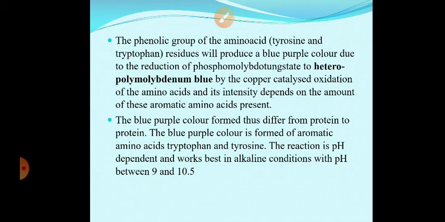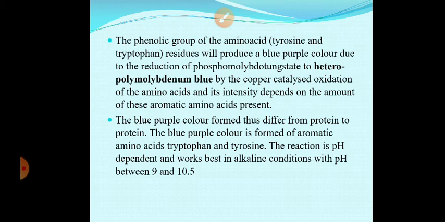How is the colored complex formed? The phenolic groups of amino acids, especially those containing aromatic rings like tyrosine and tryptophan, will produce a blue-purple color due to the reduction of phosphomolybdotungstate, which is present in Folin-Ciocalteu reagent. It is reduced into heteropolymolybdenum blue by the copper catalyzed oxidation of amino acids.